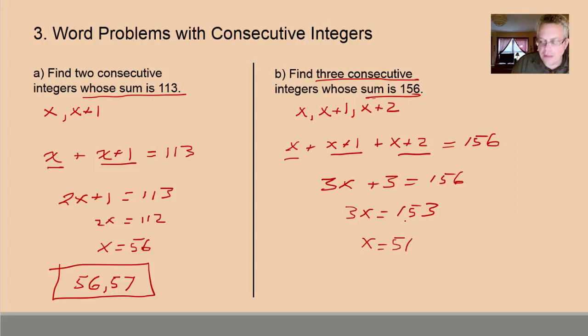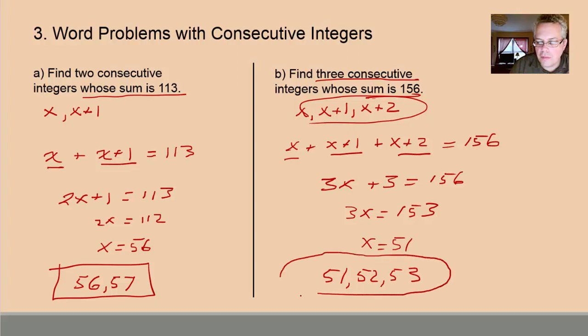Again, that's the starting number. So I've got to go back to my expressions and find all three numbers. So the three consecutive numbers would be 51, 52, and 53. Okay, those add up to 153. That's the answer to the problem.